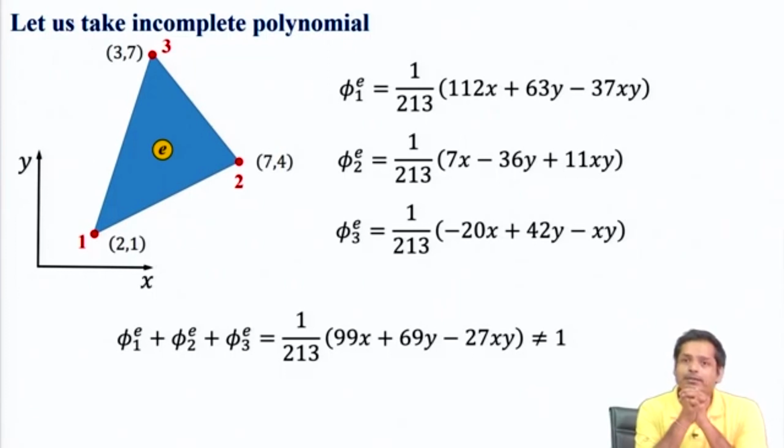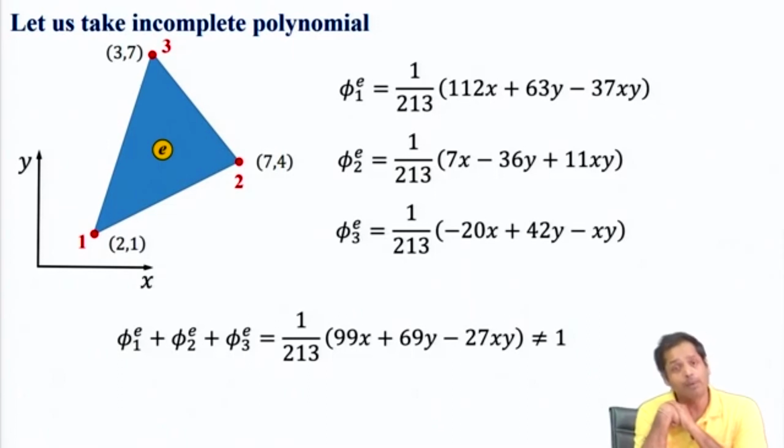But then the question is, what is the problem if it doesn't satisfy the partition of unity property? When we took a complete polynomial, with a constant term, linear in x, and linear in y, the shape functions we obtained in the last class satisfied partition of unity, and it is a very, very important property. We will shortly see why. But this doesn't satisfy it. This is the price we have to pay for not taking the constant term in the approximation.